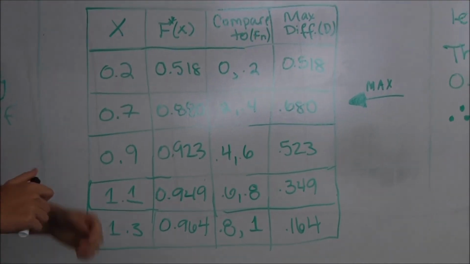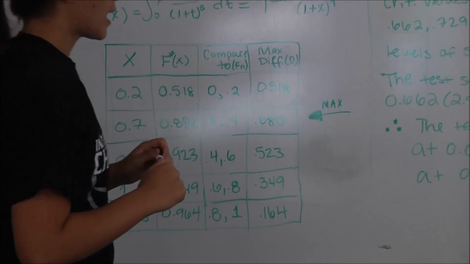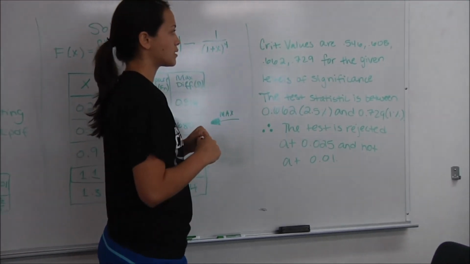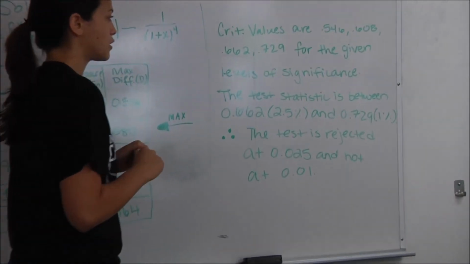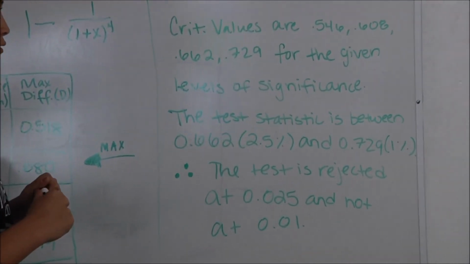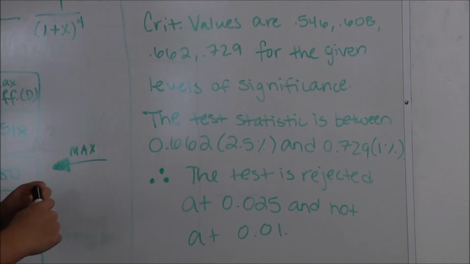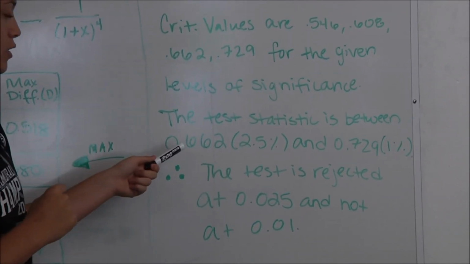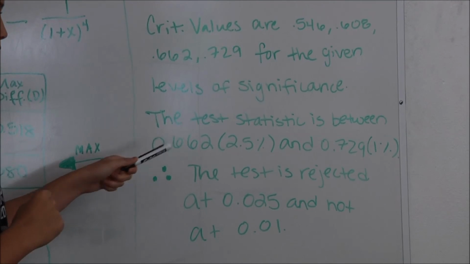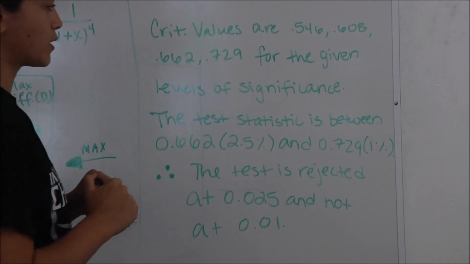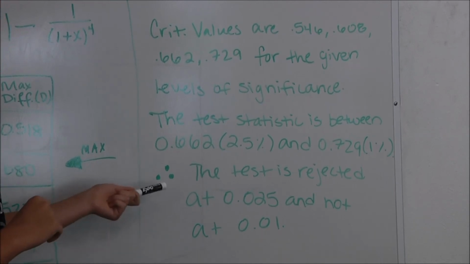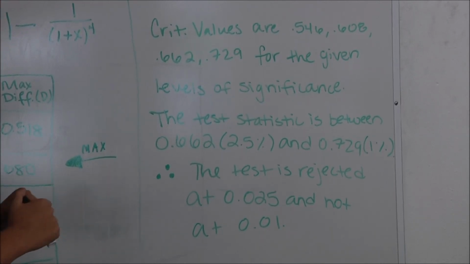So as a conclusion, our critical values are 0.546, 0.608, 0.662, and 0.729 for the given levels of significance. And the test statistic is 0.680, and that's between 0.662 for 2.5% level of significance and 0.729, which is a 1% level of significance. And therefore the test is rejected at 0.025 and not at 0.01.